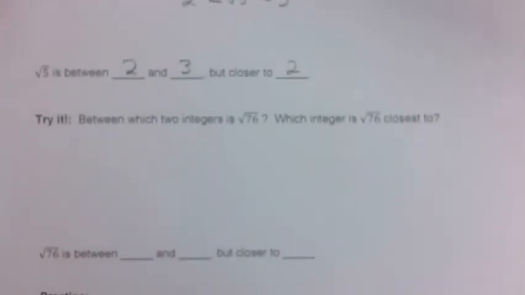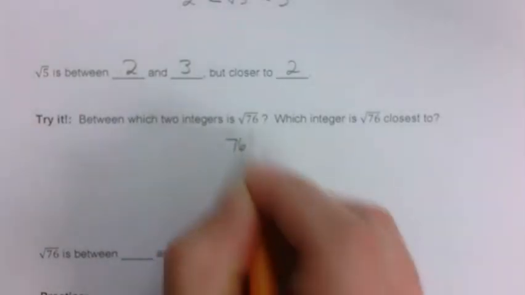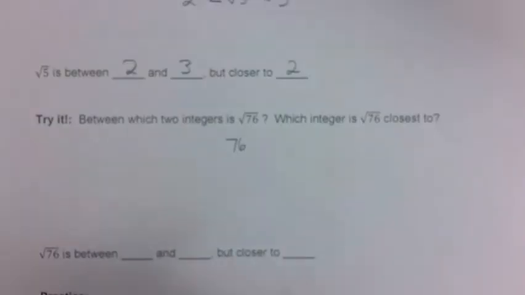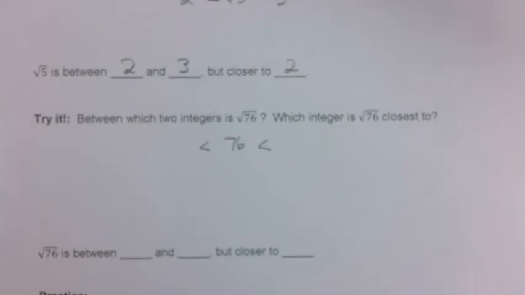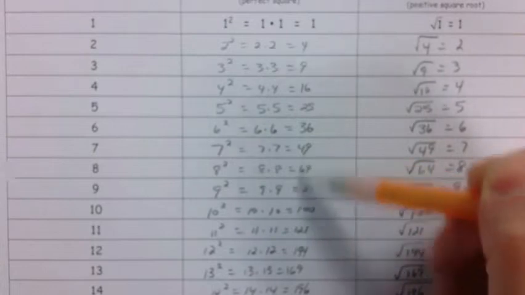Between which two integers is the square root of 76? Which integer is the square root of 76 closest to? So just like I did before, I have to figure out 76, that's my number underneath the square root symbol. If I took the square root of that number, I would again get an irrational number, which is a non-terminating, non-repeating decimal. But which perfect squares is 76 between? If I remember from my list here, here's my list of perfect squares in this column, 76 is going to be between 64 and 81.